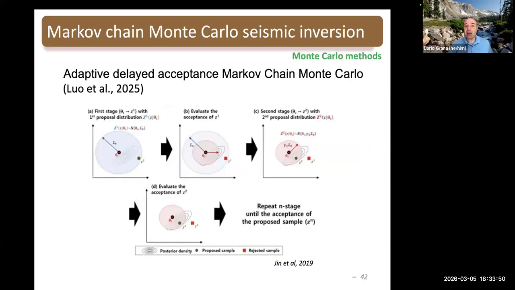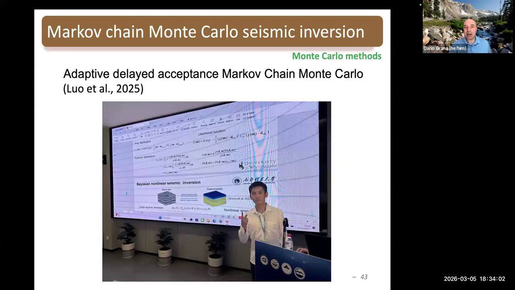And this is some of the recent research, which is the adapted delay of acceptance Markov chain Monte Carlo method, a really lengthy name. This is the research by Chuan Luo. He presented yesterday at the conference. So here you have a picture of him presenting his talk. So if you want to learn more about that, you can look at his publication. But the idea here is that the Markov chain Monte Carlo methods are generally slow.